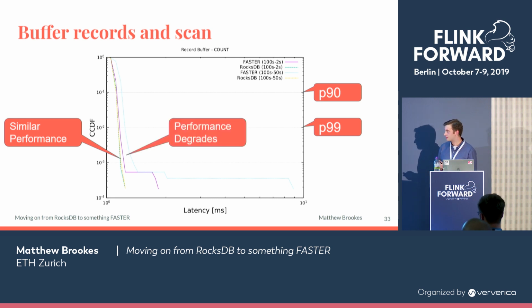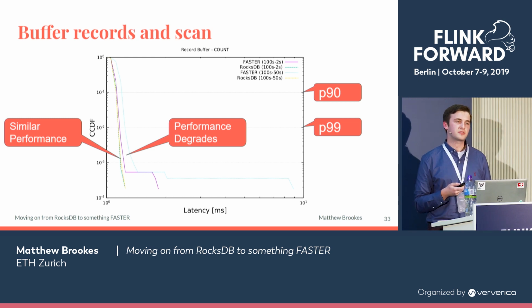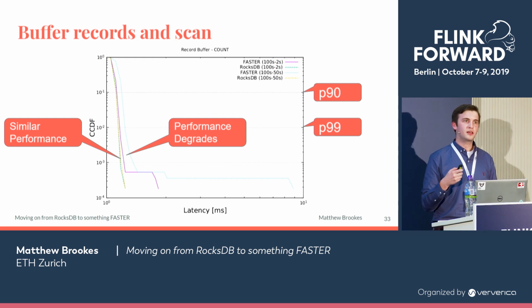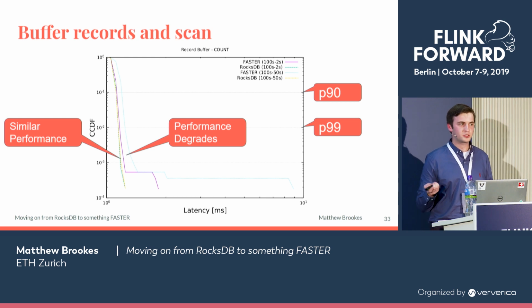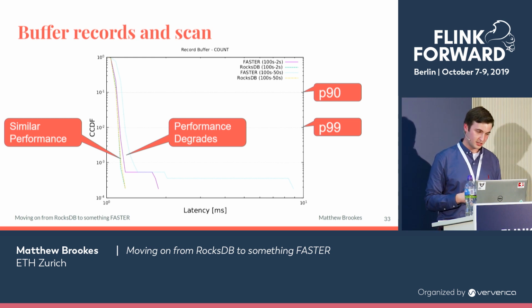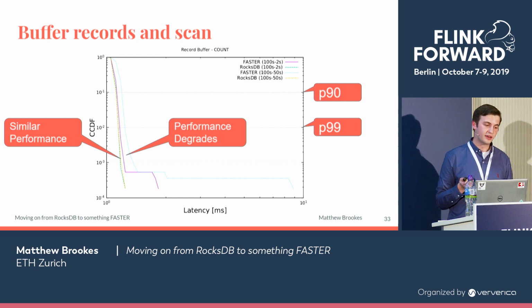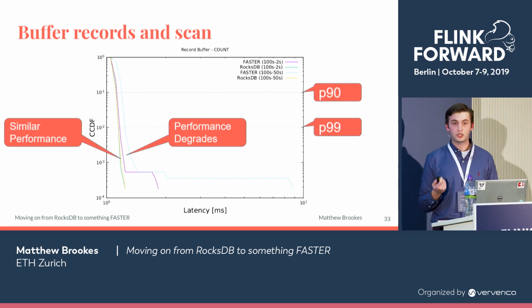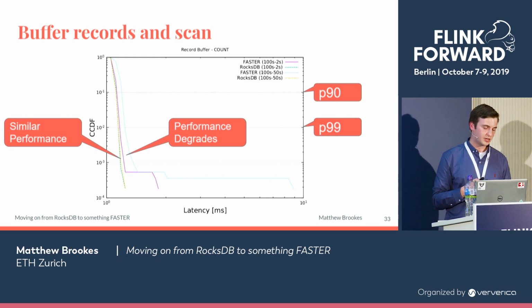FASTER, on the other hand, is different. With FASTER, we can see that the performance degrades as we increase the amount of slide. This is because we're having to do basically 50 lookups as opposed to 2 lookups if we have a 2-second slide compared to a 50-second one. And that's why we see FASTER doing worse. And this suggests then that for this kind of implementation of a window, we do better by sticking with good old RocksDB rather than moving on to the new kid on the block, FASTER.